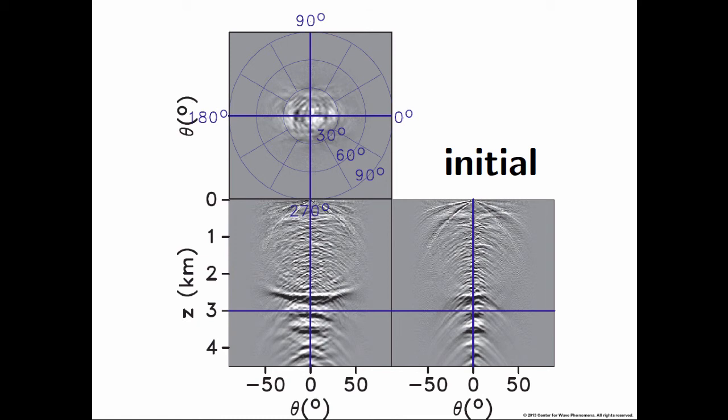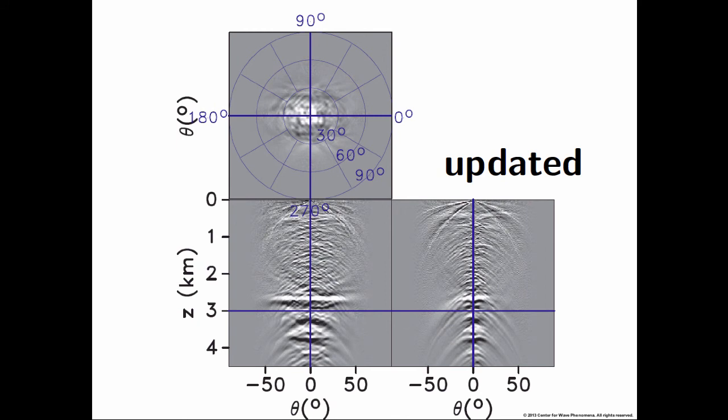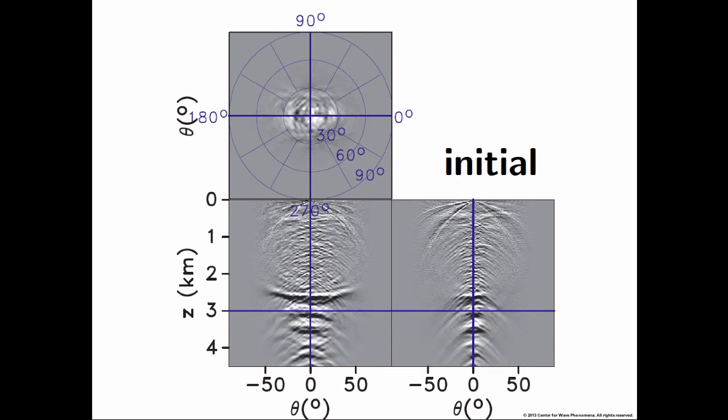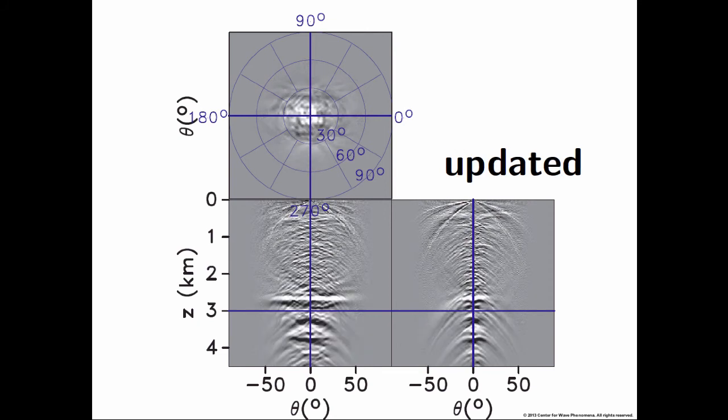So if you pay attention to the event around 2.8 kilometers in depth in the left bottom panel, we see that the event shows residual moveout for the initial model case. But if we construct the gathers for the updated model, we see that the moveout has been eliminated and the event becomes flat now. So this is another indication that the image focus is improved, because now we have a more coherent event to stack together for the final image.